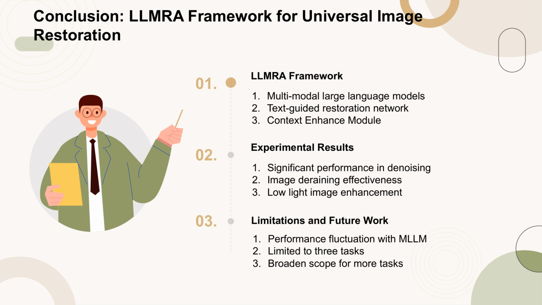The LLMRA framework introduced in this paper leverages multimodal large language models for universal image restoration. It uses a text-guided restoration network and a context-enhanced module to achieve more accurate and adjustable restoration. Experimental results show significant performance in image denoising, deraining, and low-light enhancement. However, the framework's performance can vary with the MLLM's output, and it is currently limited to 3 tasks. Future work aims to expand the scope to include more restoration tasks.